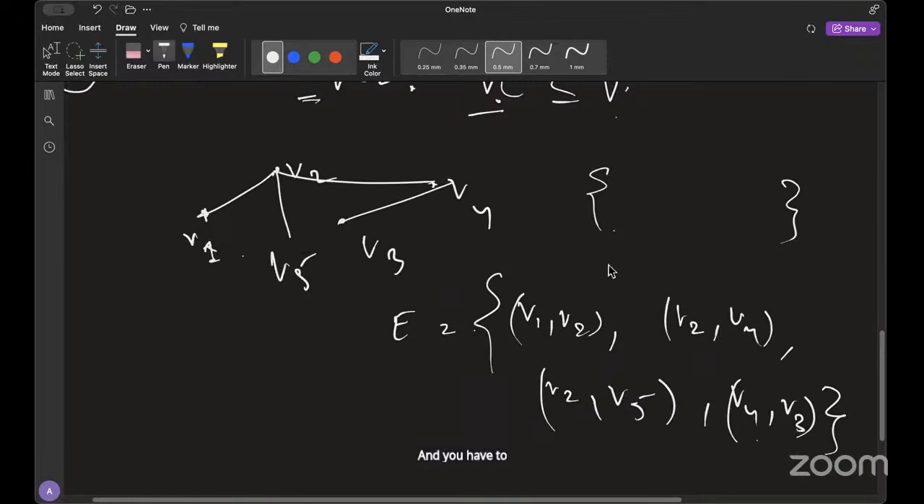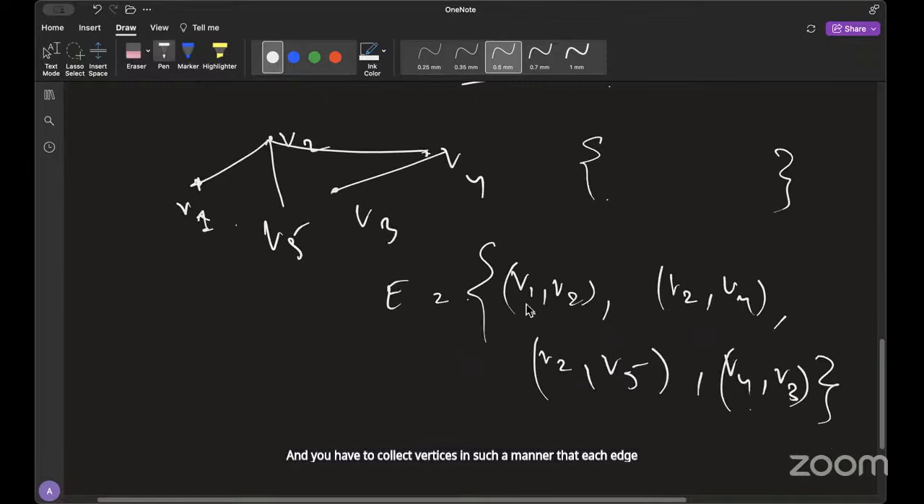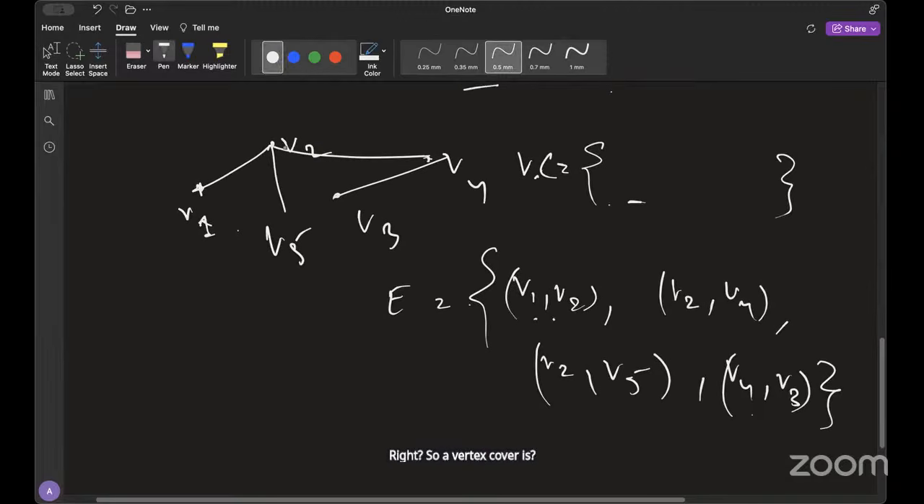And you have to collect vertices in such a manner that from each edge, there should be one vertex. Now you can have more than one vertex, but our aim is to find a collection of vertices such that from each edge, you have one vertex in the set, the vertex cover. So you have one edge V1, V2, and we need one vertex from here. Let's take V1. You can also take V2, that's also fine. Let's take V1. This edge is covered. Then come to this one. You can take V5. Then come to this one. You can take V4. And then we're done.